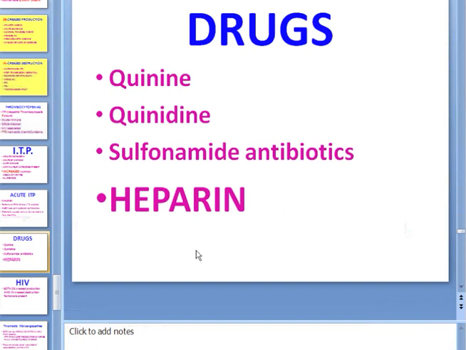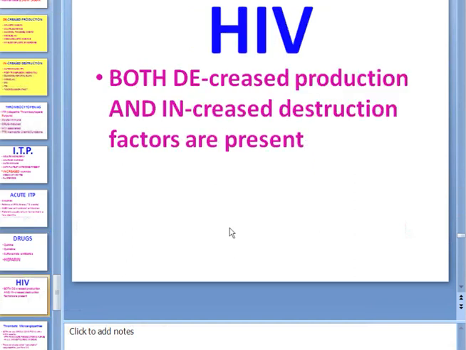Okay, once again, here's the big drugs you should remember that cause thrombocytopenia: sulfa, antimalarials, and heparin. Heparin's in the biggest font because it's the most common thing in this country. HIV interferes with both production as well as accelerating destruction of platelets.